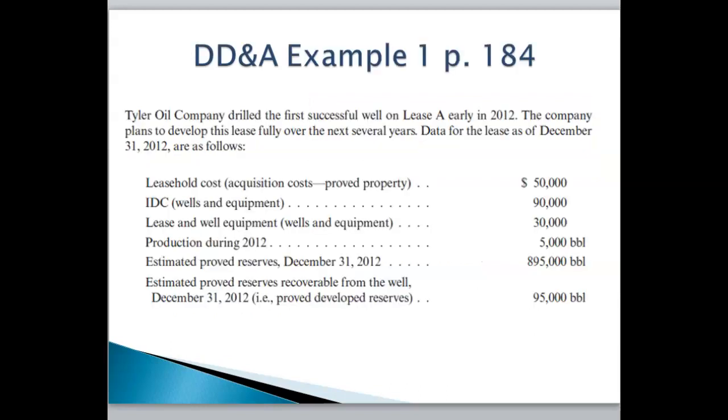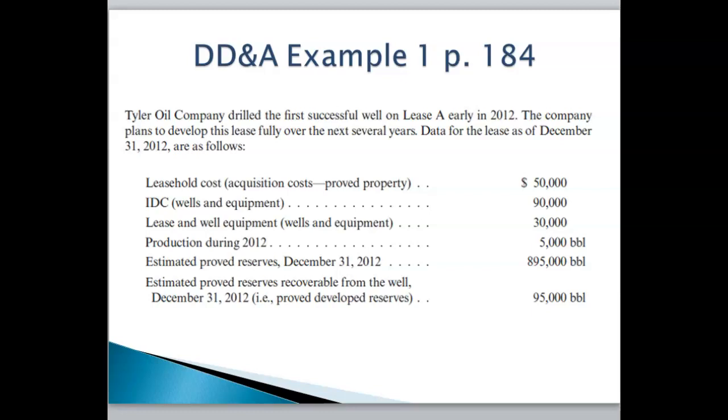Let's look at an example. Tyler Oil Company drilled the first successful well on Lease A early in 2012. The company plans to develop this lease fully over the next several years. Data for the lease as of December 31st are as follows. We have our leasehold cost of $50,000, IDC for wells and equipment of $90,000. We have our lease and well equipment for $30,000.